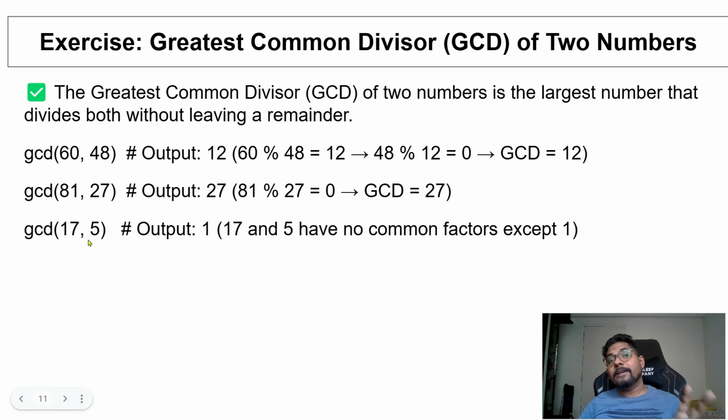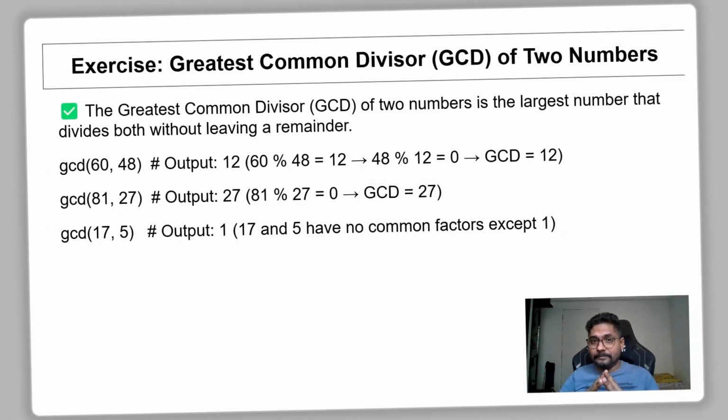If I give you 17 and 5, the output is 1. Why? Because 17 and 5 have no common factors except 1. So only 1 can divide both of them. There is no other such number. So this is what you have to program in Python. This will be interesting. Let's see how you can build a logic for this and write this entire program.